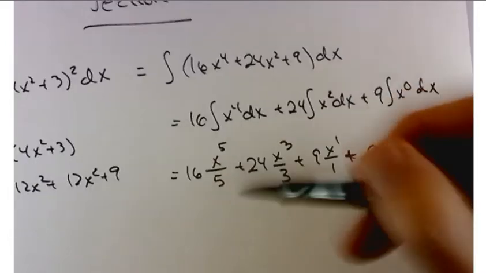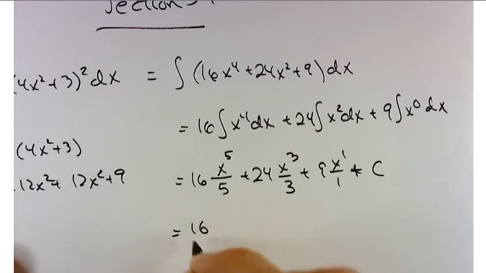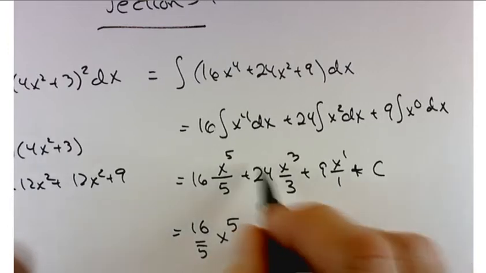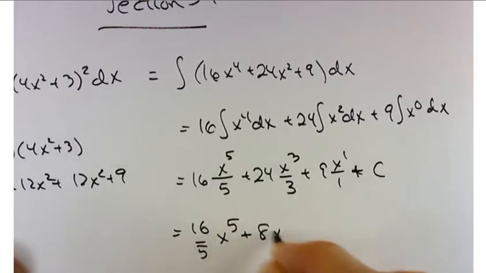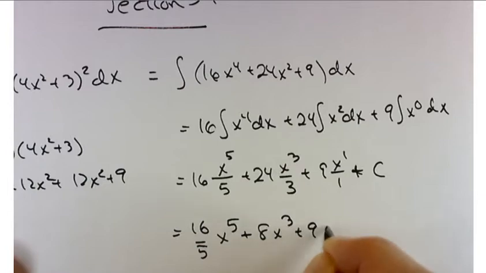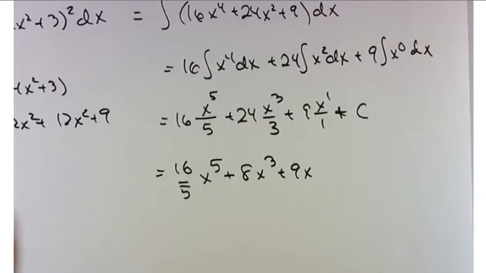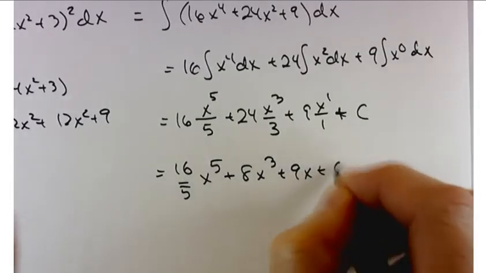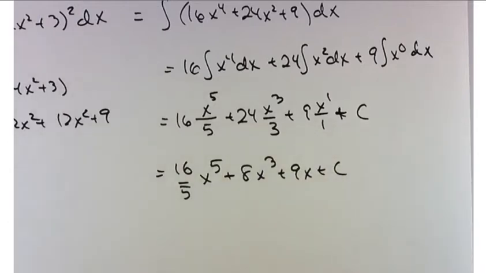Let's clean this up a little bit. 16 fifths, x to the fifth. 3 goes into 24 8 times. Plus 9x plus a constant. Yay.